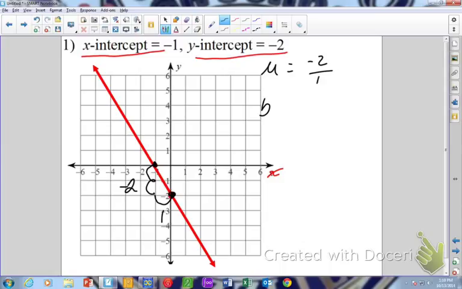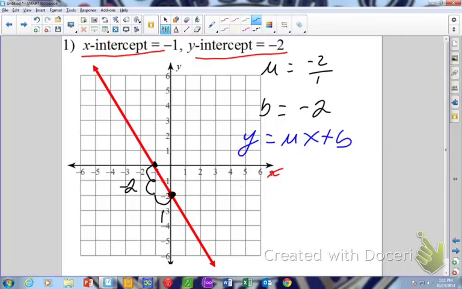And where's my b? Where's my y-intercept? Where does this line hit the y-axis? Yes, sir. -2. At -2. With this information that we have, now I can use this formula. y is equal to mx plus b, where I get to substitute in what I know about my slope, and I get to substitute what I know about my y-intercept. And from there, everything is super simple.